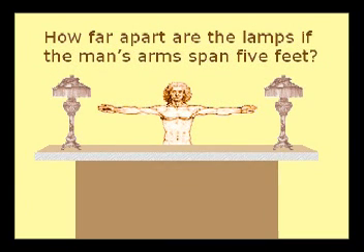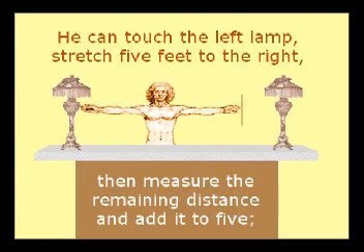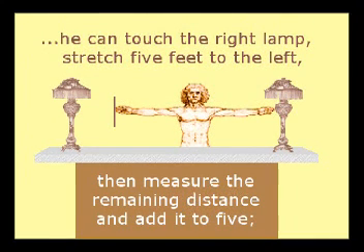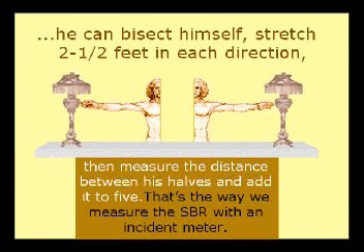Here's a puzzle for you. How can the man determine the distance between these 2 lamps if his extended arms span 5 feet? He might touch the left lamp, stretch 5 feet to the right, then measure the remaining distance and add it to 5. Or he might touch the right lamp, stretch 5 feet to the left, then measure the remaining distance and add it to 5. Or he might bisect himself, stretch 2.5 feet in each direction to touch both lamps, then measure the distance between his halves, and add it to 5.